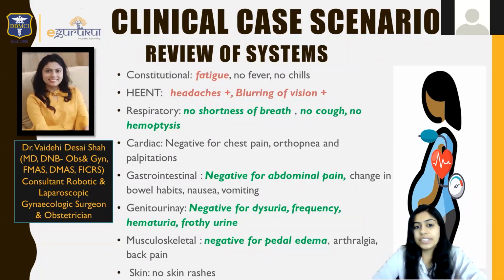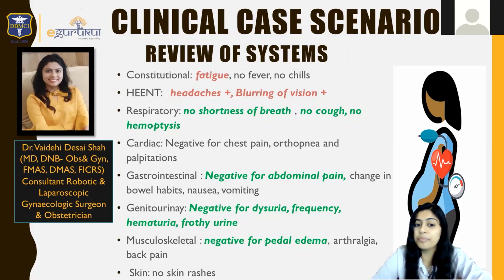In the review of systems, in the constitutional signs and symptoms, she had just mild fatigue, which is also common in pregnancy. It was nothing severe. She had no fever, no chills. In the HEENT, she had headaches and blurring of vision. In the respiratory system, there was no shortness of breath, no cough, and no hemoptysis. By this, we are ruling out symptoms of pulmonary edema.